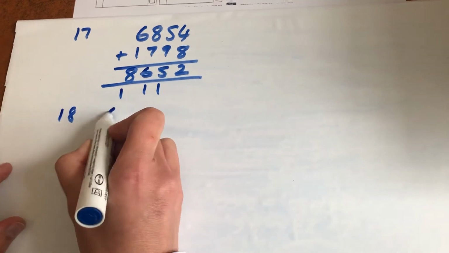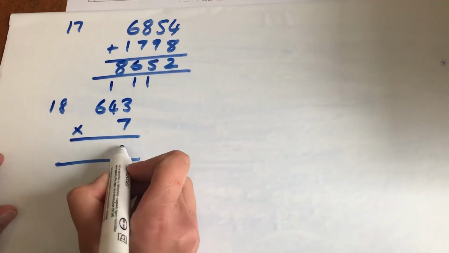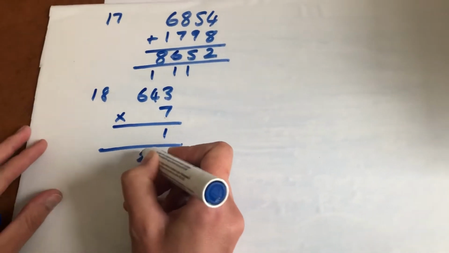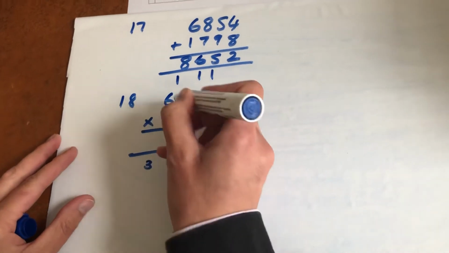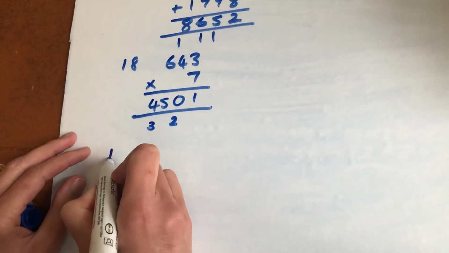Question 18. 643 times by 7. 7 3s are 21. Put the 1 in, carry the 2 tens. 4 7s are 28, 29, 30. 6 7s are 42, gives me 45, 4,501.